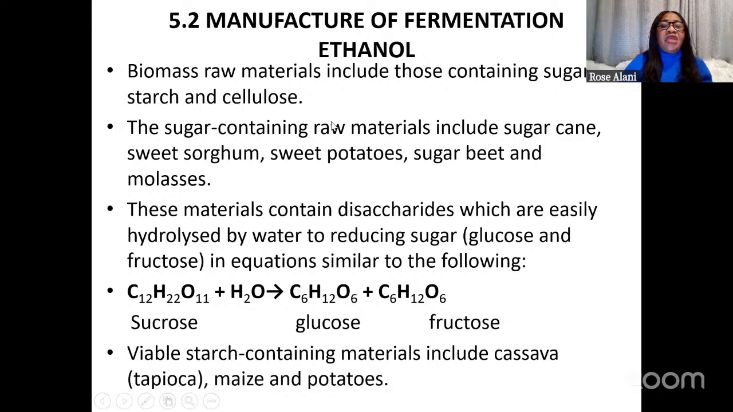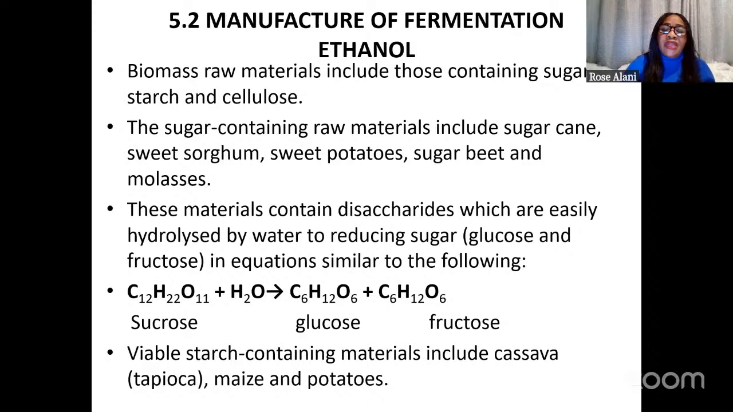So now let's look at the manufacture of fermentation alcohol. Manufacture of alcohol, ethanol, by fermentation. The biomass materials that are used in this case are those that contain sugar, starch, and cellulose. The sugar-containing raw materials include sugarcane, sweet sorghum, sweet potatoes, sugar beets, and molasses. We also have cassava, tapioca, as a very viable starch-containing material. We have maize and potatoes.